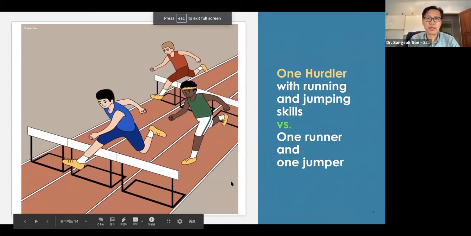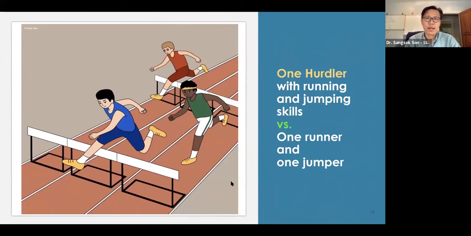Okay, so this is another metaphor: bilinguals are like a hurdler with two skills. One is running and the other is jumping. If we truly appreciate the skill and the performance of the hurdler, then we have to think of the running skill and jumping skill together. We should not separate their running and jumping skill.